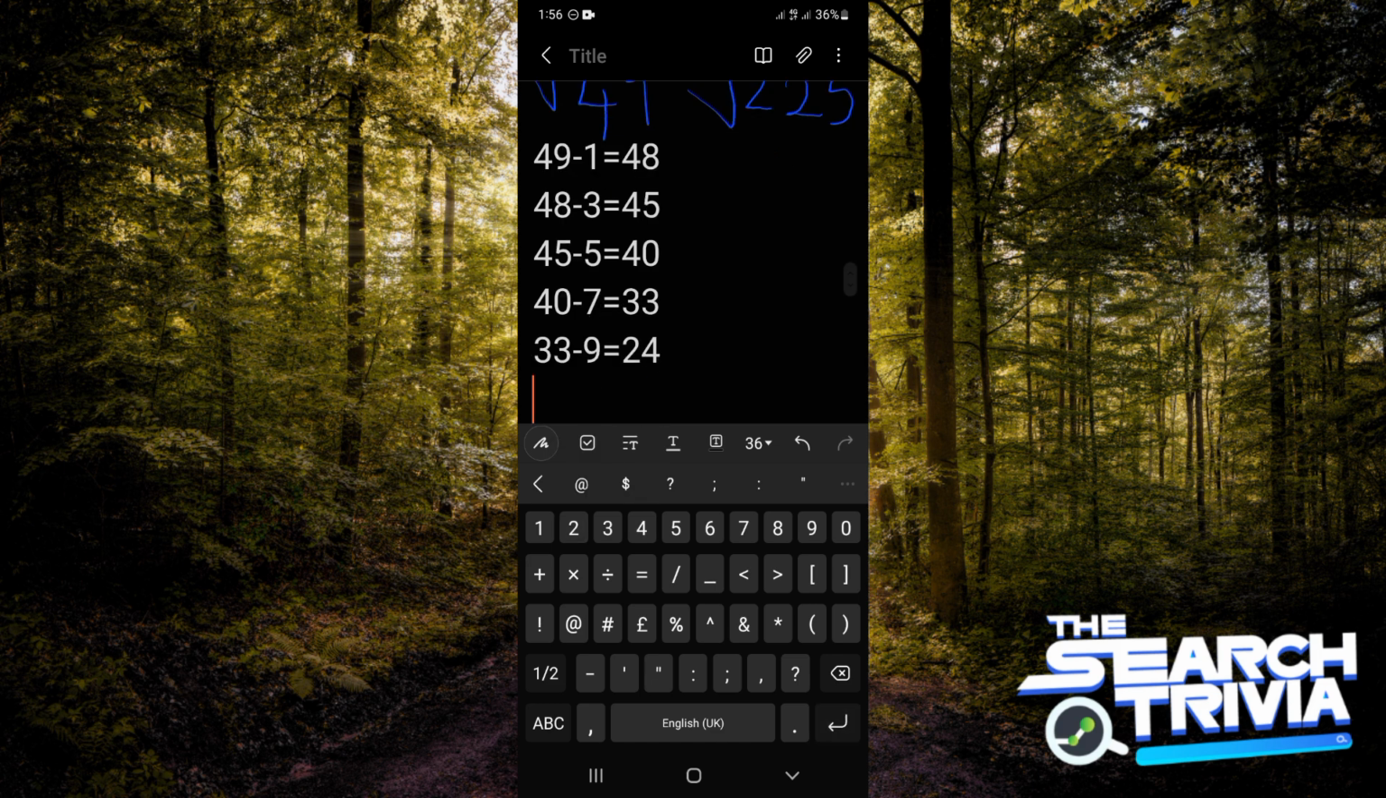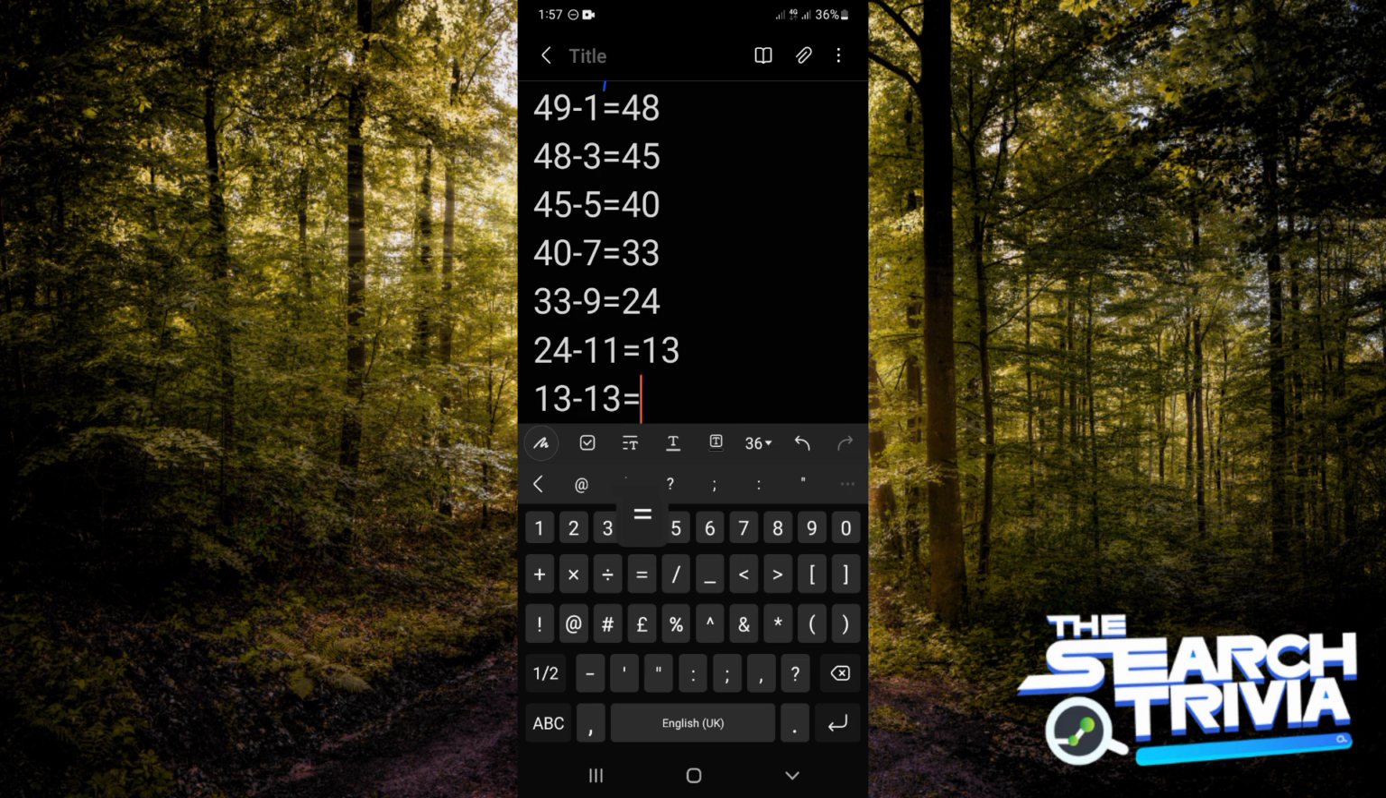And then guys, 24 minus the next odd number, which is 11, and it will be equal to 13. And the next odd number would be 13. 13 minus 13 will be equal to 0. Now you want to keep minusing these numbers until you get 0.